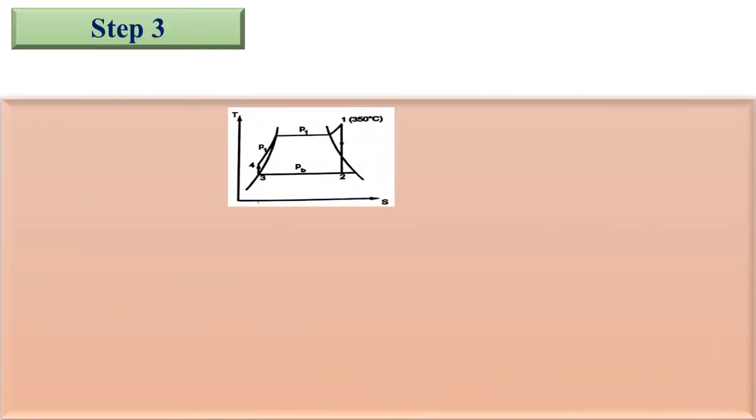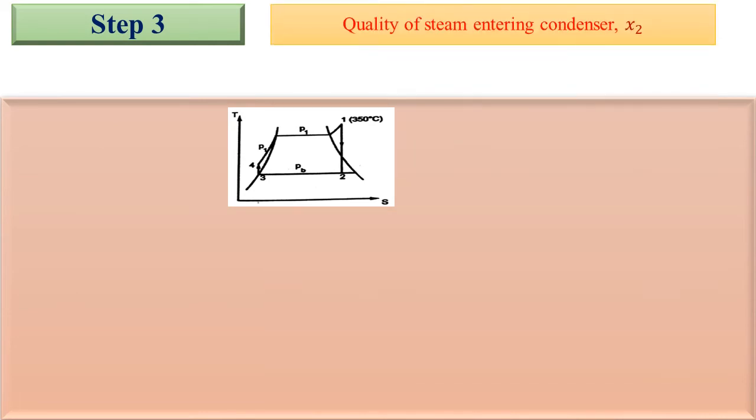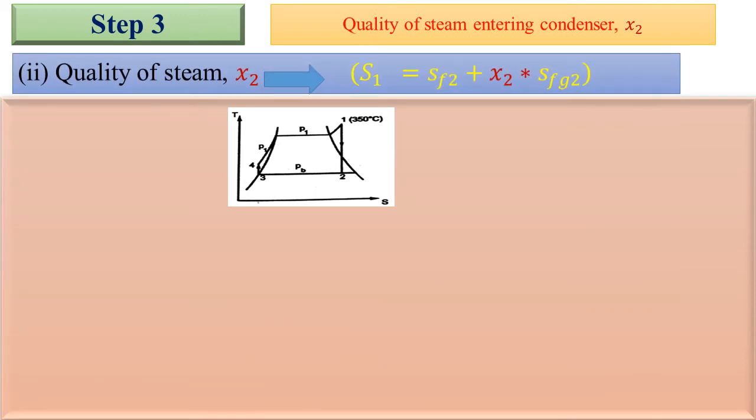On this next slide, in step number 3, we will see how to find out the quality of steam entering into the condenser. Let us consider the quality of steam entering the condenser. That notation we will consider as X2, meaning dryness fraction at point 2. Quality of steam entering into the condenser.